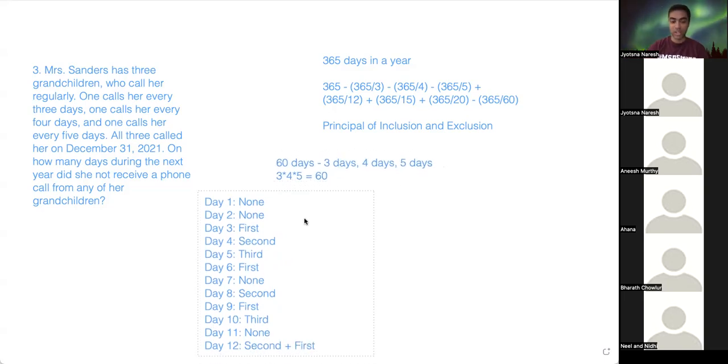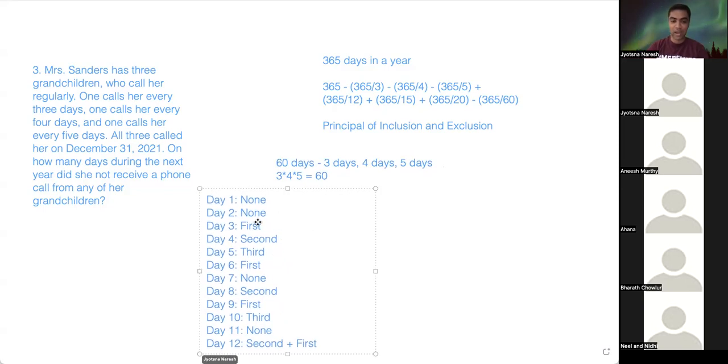So one thing we could do is go through 60 days and count how many have nones. And if you think about what happens in 60 days, on the 61st day the pattern is going to repeat again. Because every 3 days was the first one, every 4 days was the second, and every 5 days is the third. So if you have a multiple of 3, 4, and 5, all of them will reset. So in 60 days, the whole pattern will reset. So none of them will call on the 61st day, on the 62nd day, and so on. So that's one way of doing it.